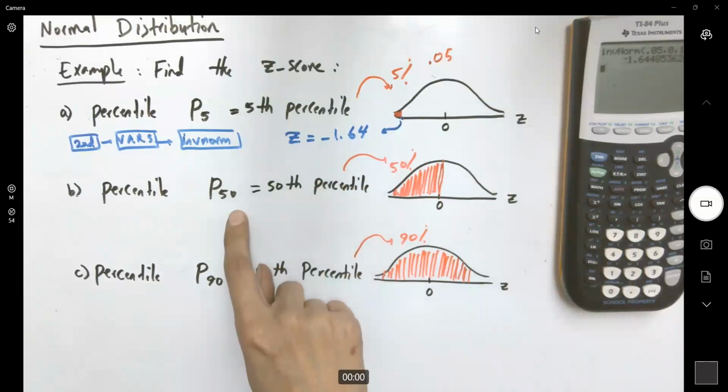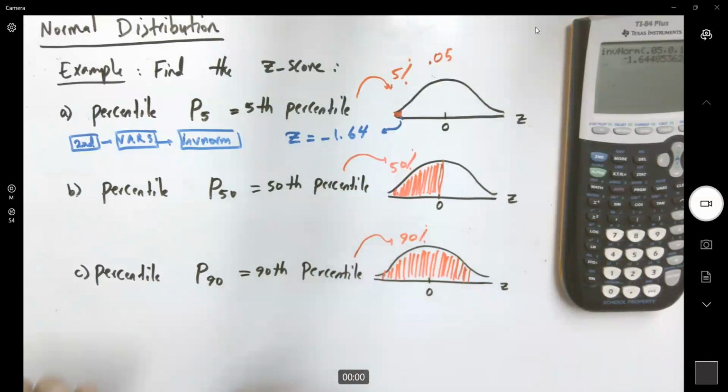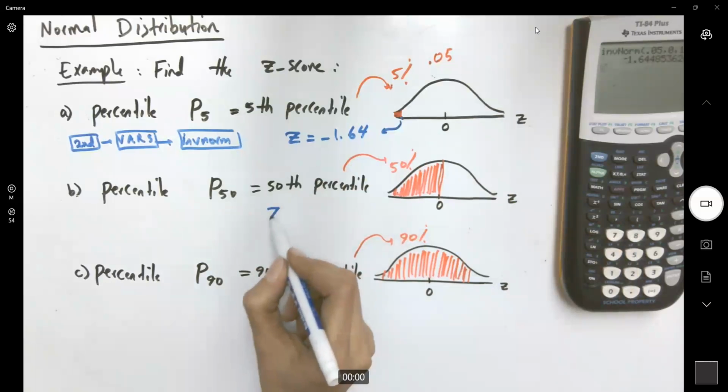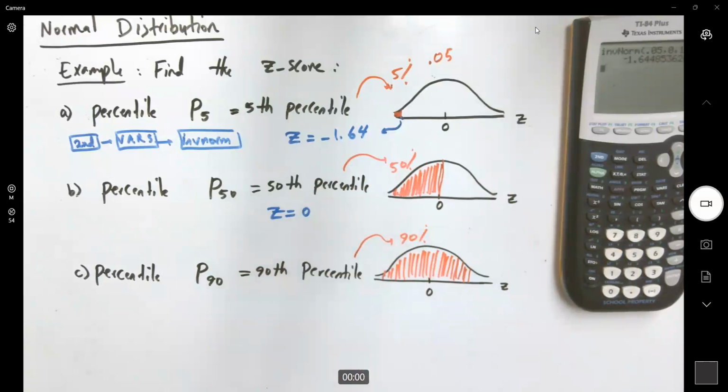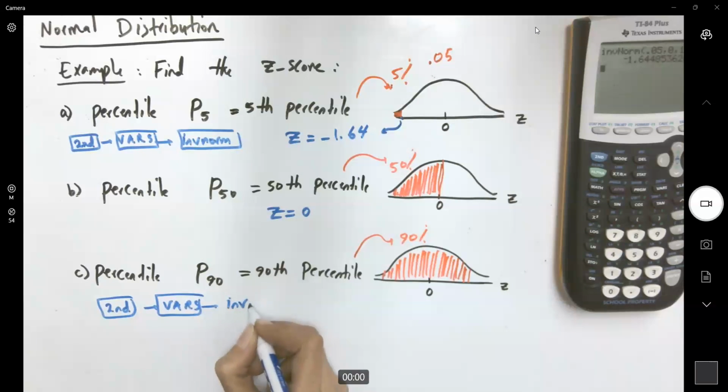What about the 50th percentile? You don't need to look for the Z. Z is here. Z is 0. What about the 90th percentile? Again, the same process. Second vars, and we have inverse norm.